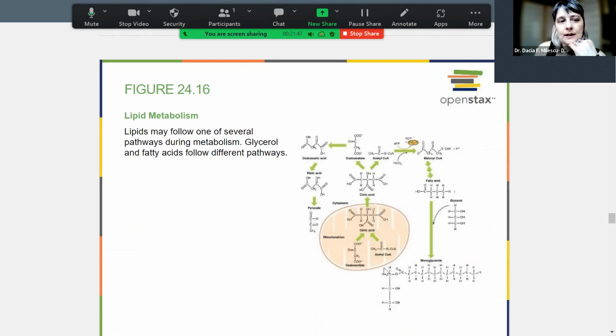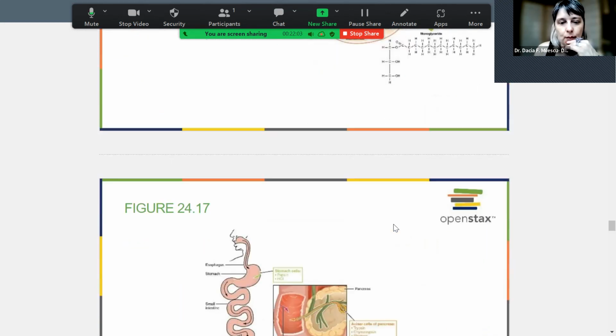So lipid metabolism means that we're breaking down. There are several pathways of metabolism of lipids. And so we have the glycerol and fatty acids. They both follow very different pathways. So this is not a biochemistry course, but know that they do follow different pathways.